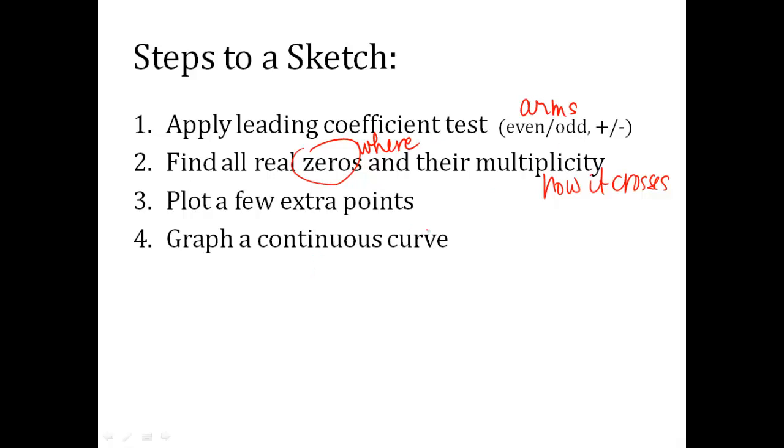Plot a few extra points, and I'll show you what I mean. Once you know your zeros, it kind of breaks the graph into sections, and you'll want points between those sections. And then lastly, you connect the dots with a continuous curve.